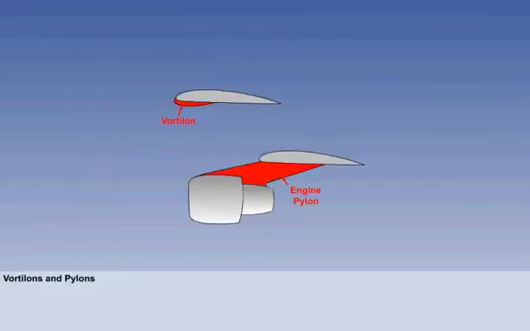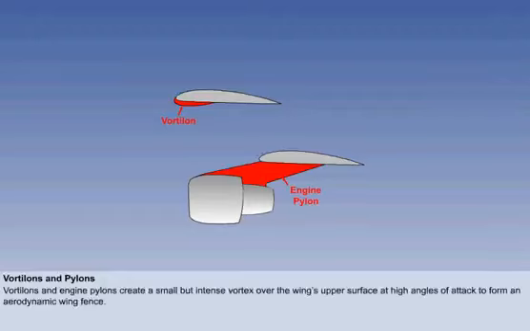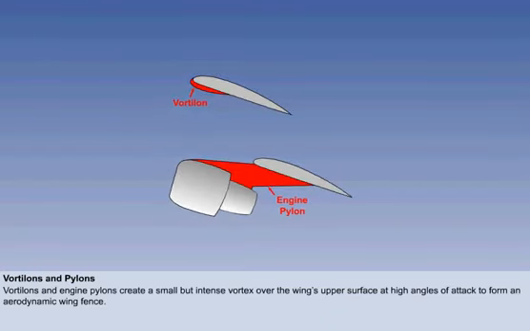Vortilons are similar to wing fences, but are shorter and mounted under the wing leading edge. The support pylons of pod-mounted engines act in the same way, which is to create a small but intense vortex over the wing's upper surface at high angles of attack to form an aerodynamic wing fence.